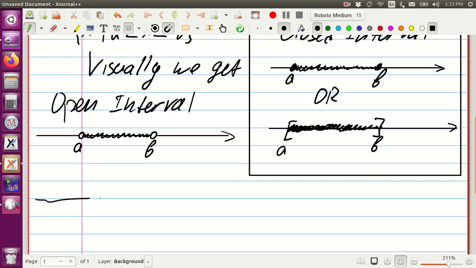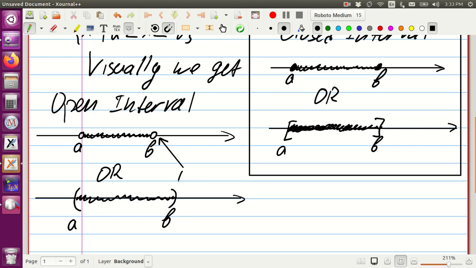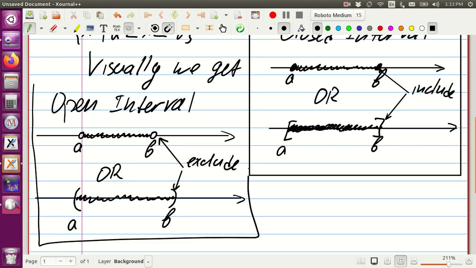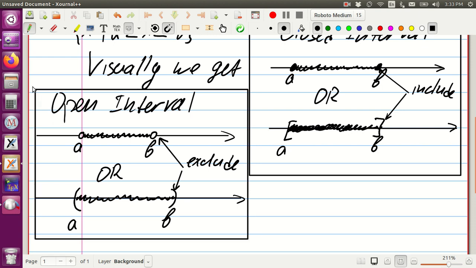And for the second version, you use parentheses to exclude A, parentheses to exclude B, and you fill in the line in between. So this means exclude, and this means include. So we described the visual representation for the open interval and for the closed interval.